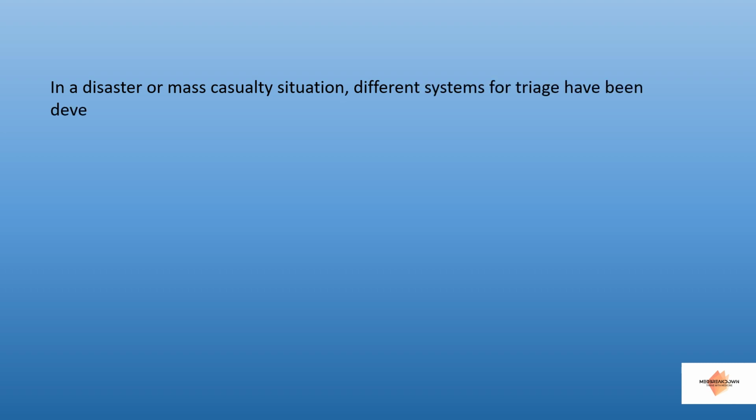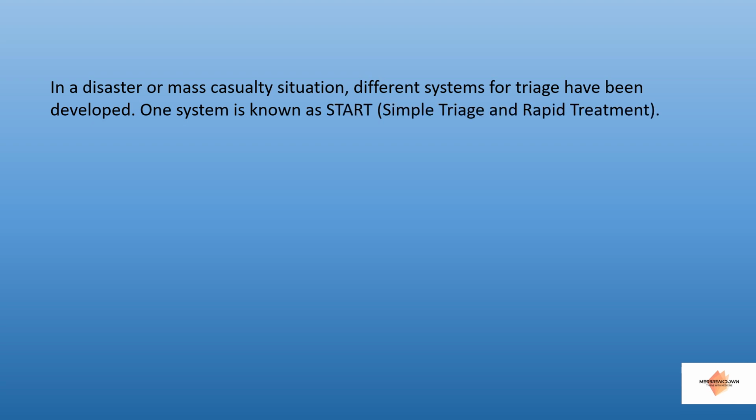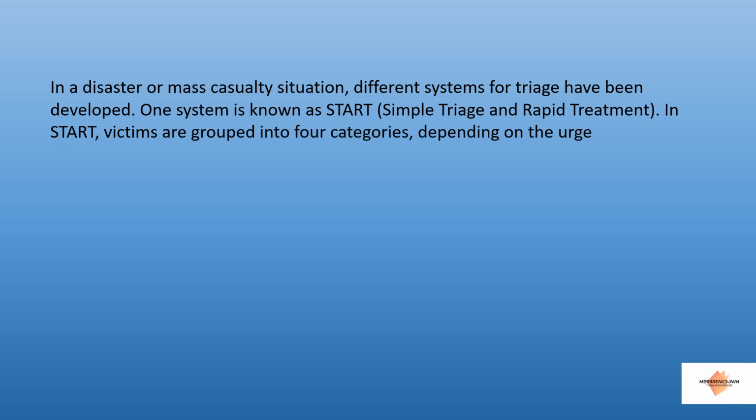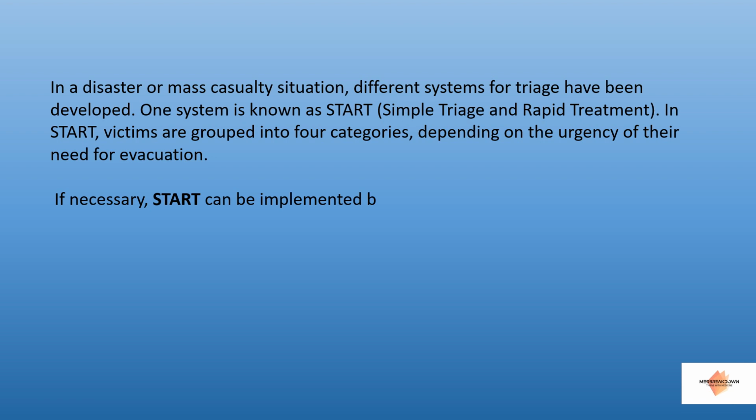In a disaster or mass casualty situation, different systems for triage have been developed. One system is known as START, Simple Triage and Rapid Treatment. In START, victims are grouped into 4 categories, depending on the urgency of their need for evacuation. If necessary, START can be implemented by persons without a high level of training.